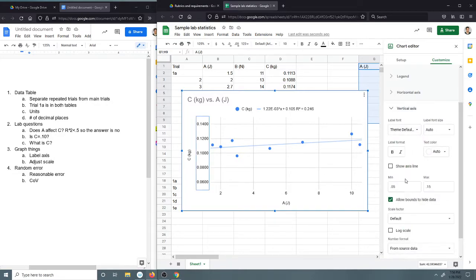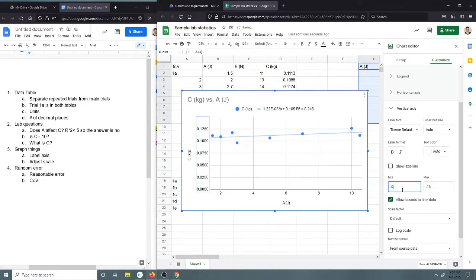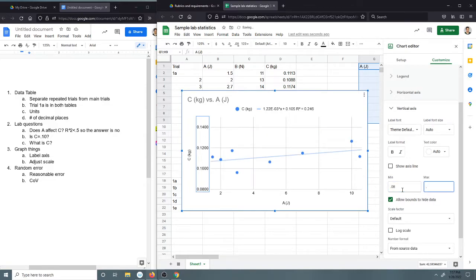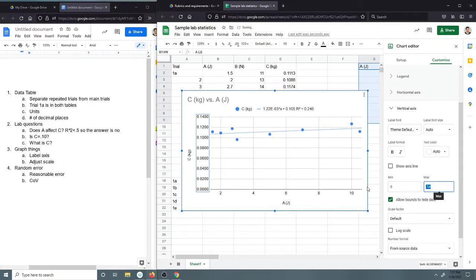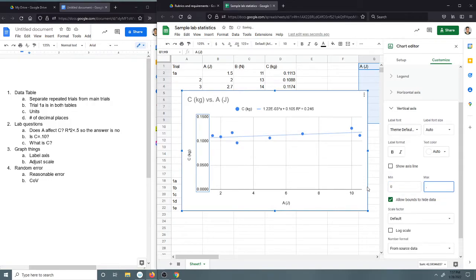You could even go to 0.08, yeah, to 0.14. That might be a good one, right? Just something like that. But honestly, it wasn't that bad to begin with. If you ended up with 0 to 1.5, that's fine. It really doesn't matter very much in this particular case.